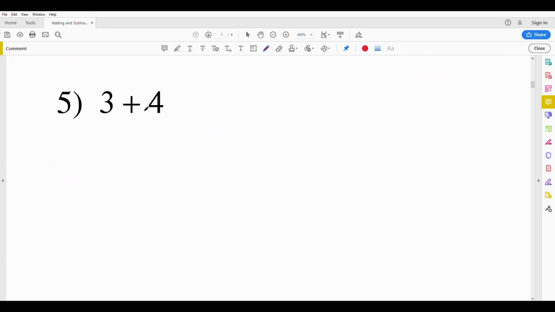Moving on to number 5, 3 plus 4, we know, is 7. We're starting out with a positive 3, and then we're moving 4 more to the right. 3 plus 4, 3 increased by 4, is a positive 7.